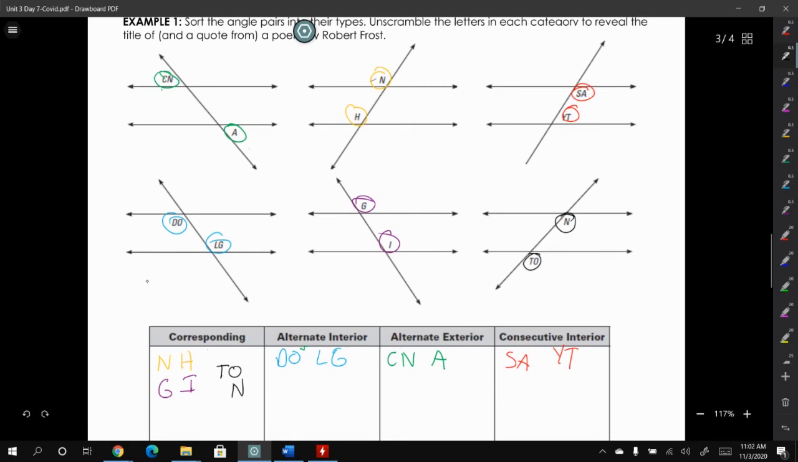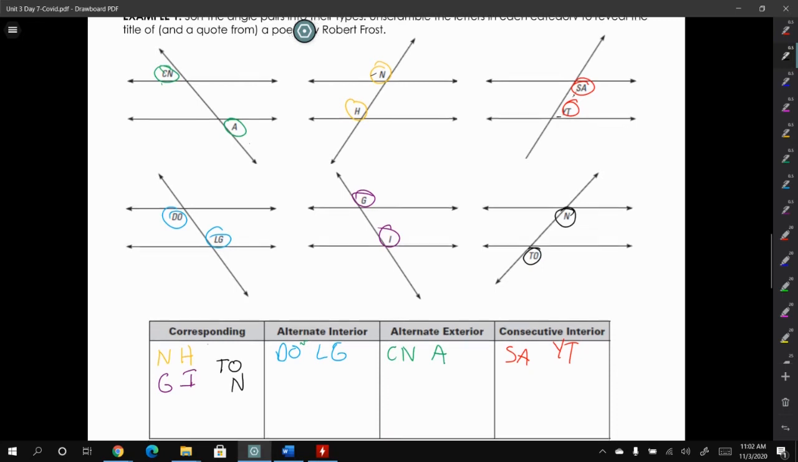The N and H, those are corresponding. They're in the same location. SA and YT are consecutive interior. They're on the same side of the transversal, and inside the two horizontal lines. DO and LG over here, those are alternate interior. And then G and I, those are corresponding, and N and TO are corresponding.